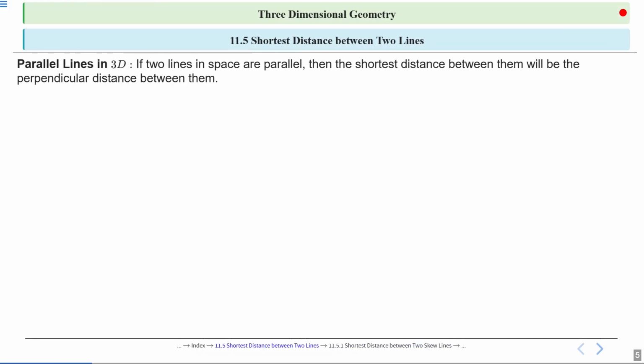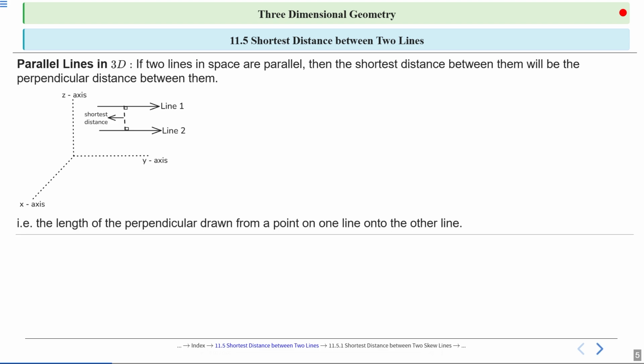Now let's talk about parallel lines in three-dimensional geometry. When two lines in space are parallel, the shortest distance between them is always the perpendicular distance. So here is the diagram showing two parallel lines in 3D space. Notice how the perpendicular segment connects the two lines at a right angle. To be precise, the shortest distance is the length of the perpendicular drawn from a point on one line directly onto the other line, right?